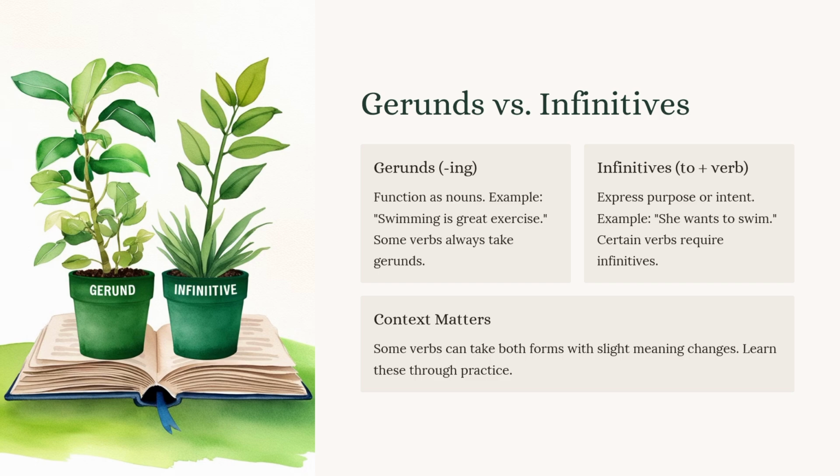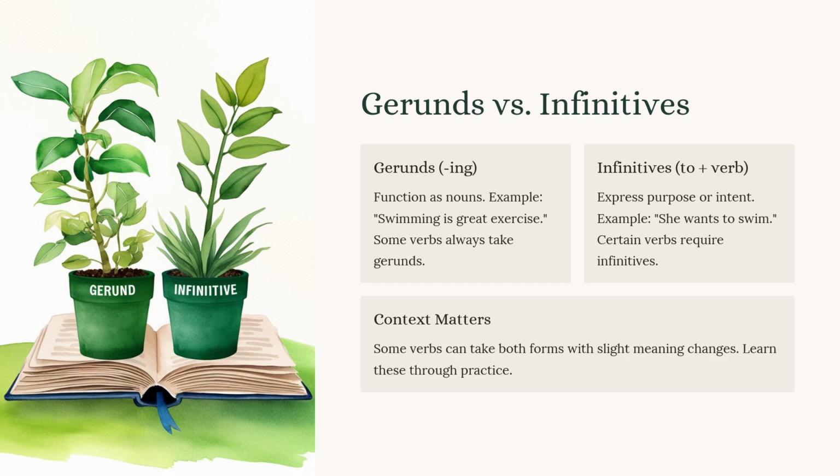Okay, and then the next strategy is to practice with common verb patterns, right? Repetition is key, so try forming sentences with verbs that frequently appear with gerunds or infinitives. So for instance, practice saying "she enjoys reading books," or "they decided to leave early," right?